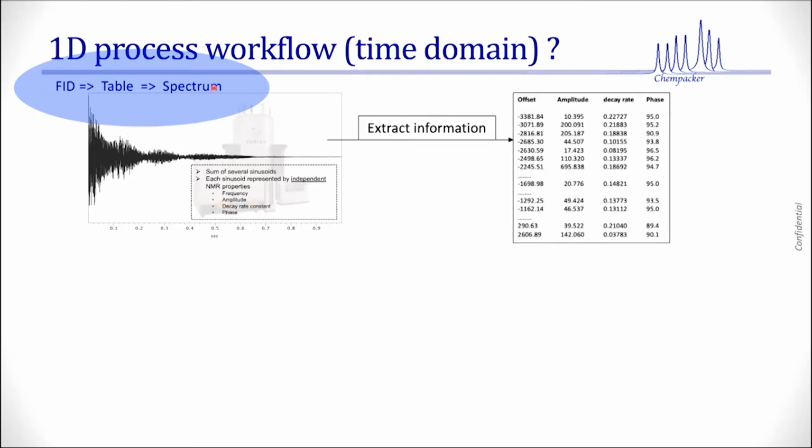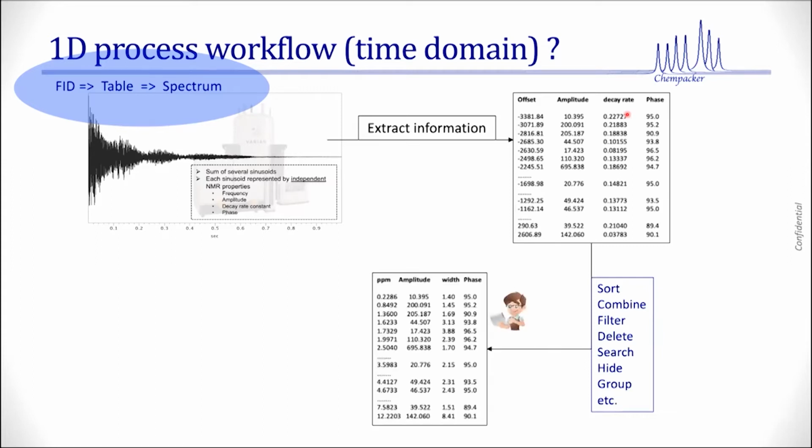So if we can do this and you extract the information, FID is a sum of several sinusoids, and your table is a sum of several exponential decay functions. And exponential decay functions have a frequency component, amplitude component, decay rate component, and phase. And we can combine, filter, and sort this into NMR related parameters. That's ppm, which is offset, amplitude, width or decay rate, and phase. These are the four parameters that we are interested in. That's the table we are interested in.